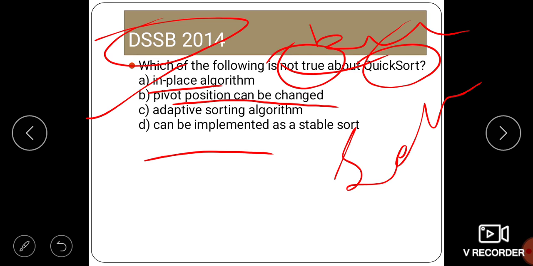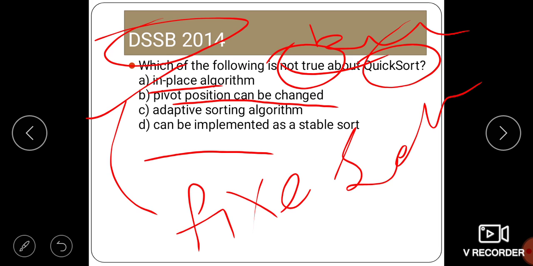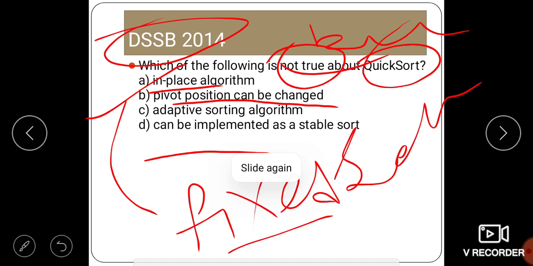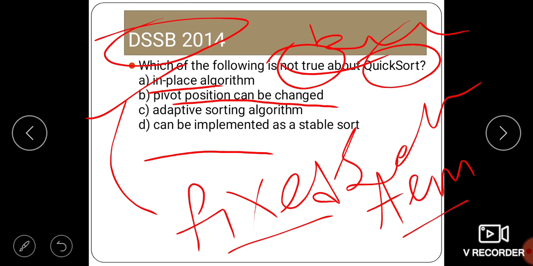Option B is the false statement, because the pivot position is fixed. It cannot be changed. We have to fix the pivot position, so for this reason this is false, but it is an in-place algorithm. In place means we don't have to use extra storage, only a temporary variable to store a value. So this is true, this is in place.